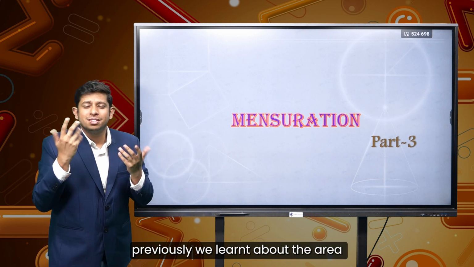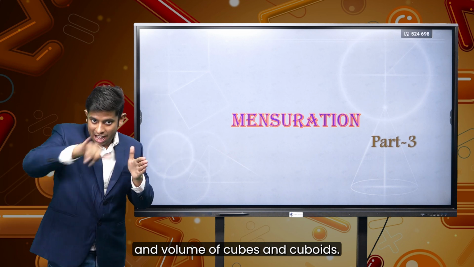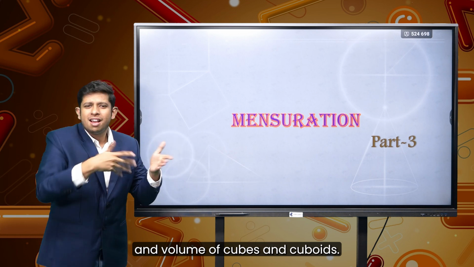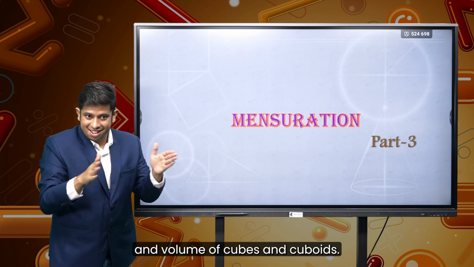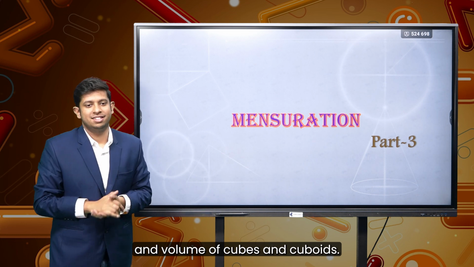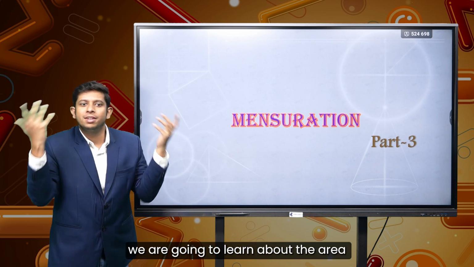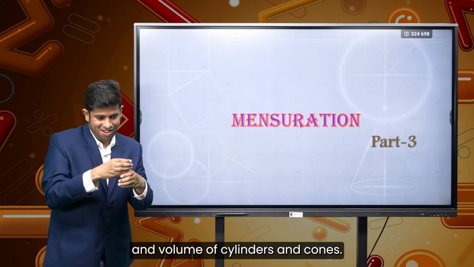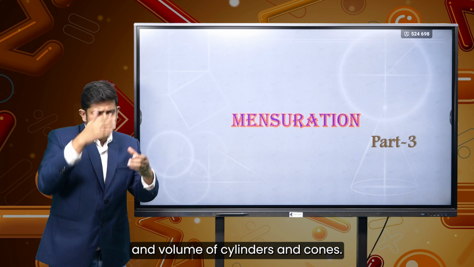Previously, we have learnt about the area and volume of cubes and cuboids. Today, in this part, we are going to learn about the area and volume of cylinders and cones.